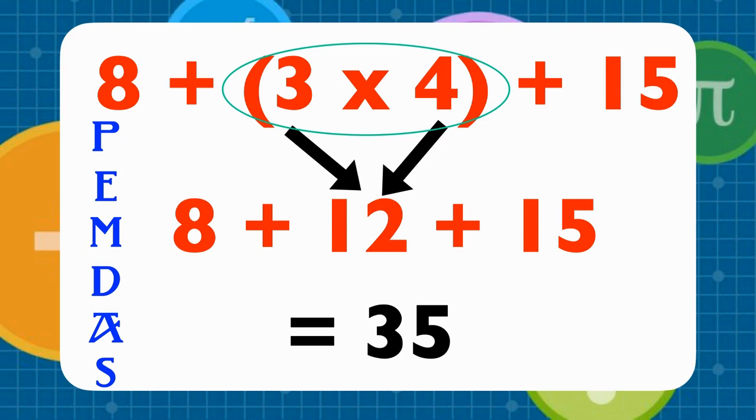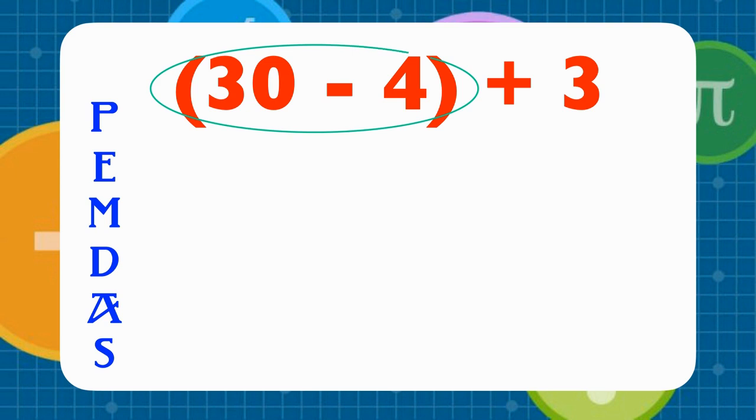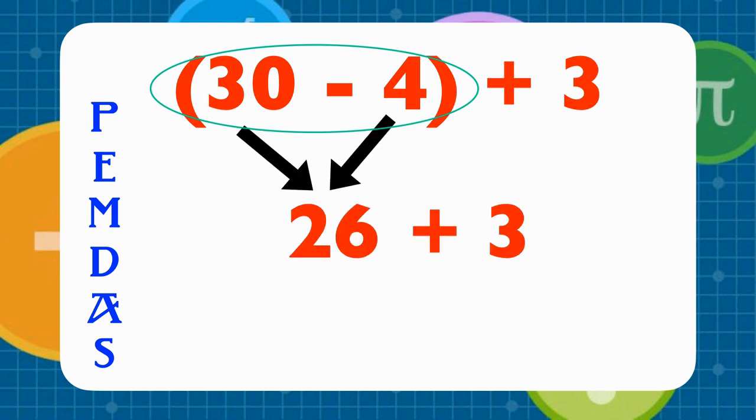You're doing an excellent job, students. Let's look at this one. (30 take away 4) plus 3. Yes, I know you see those parentheses, right? Good. And we're going to use, you said it, PEMDAS. And when we do that, that tells us that we must, that's correct, complete the parentheses first. And when we take 4 from 30, we should get 26. We add that 26 to 3 to give us a total of, yes, 29.